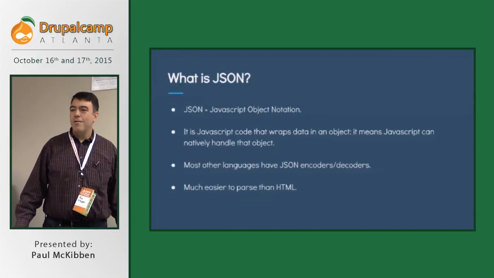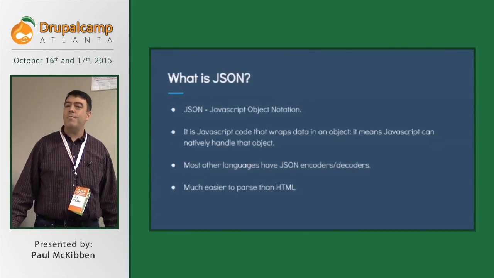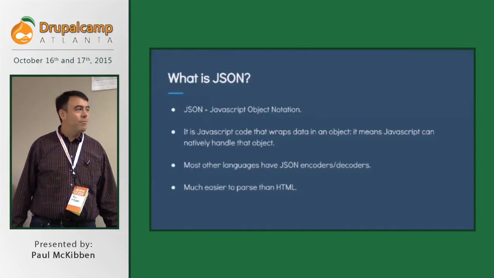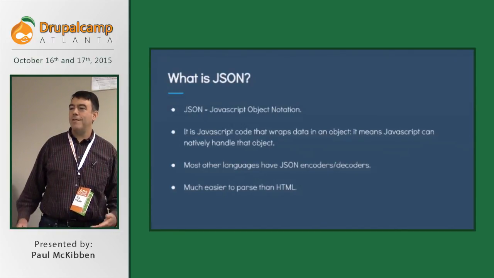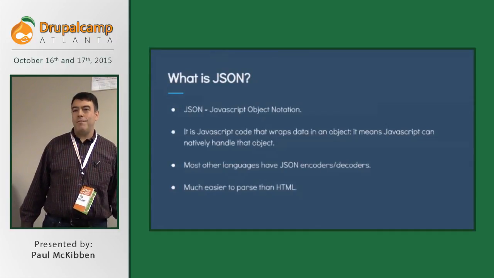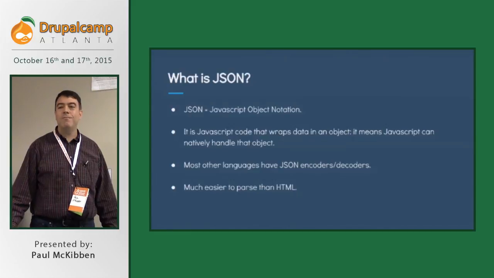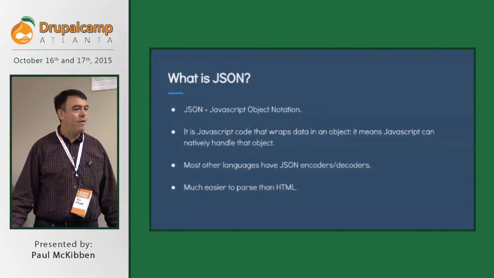All right. So the other part of this is JSON. It stands for JavaScript Object Notation. It's actually JavaScript code that wraps data in an object. So what it means is that when your application retrieves a resource, and this resource is returned in JSON format, it can natively read that and parse it very nicely. And most other languages, including PHP, have JSON encoders and decoders. So it makes it very easy to parse, much easier than XML or HTML.